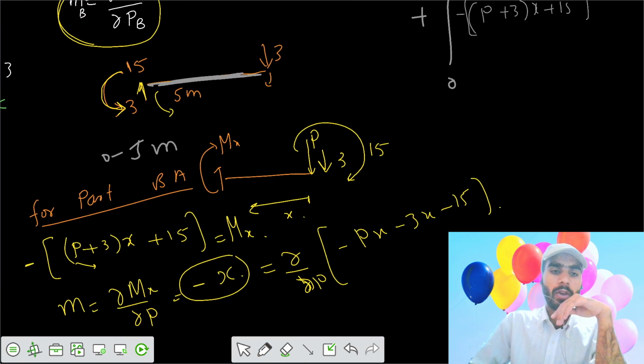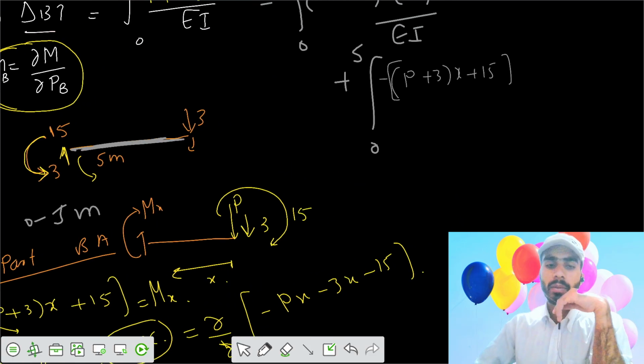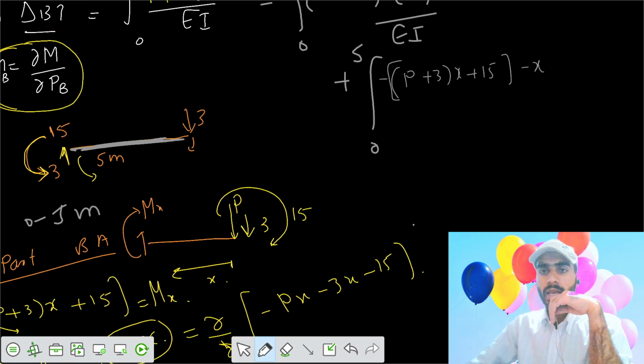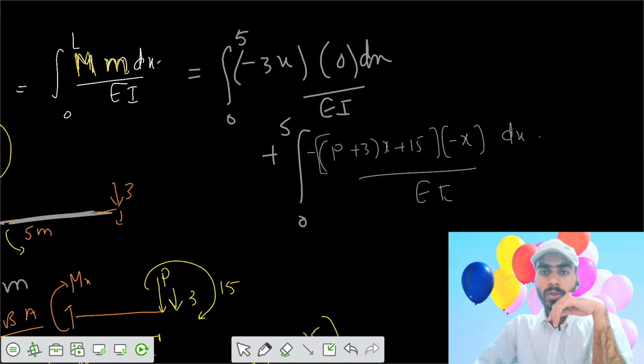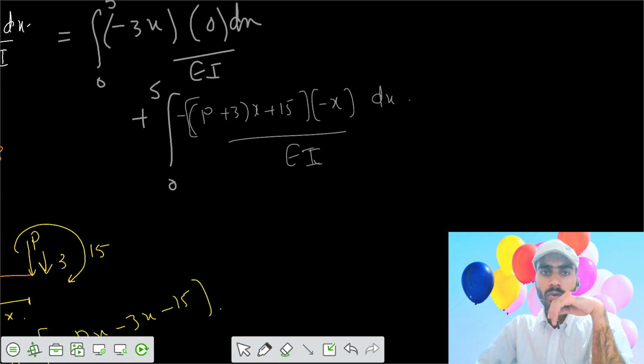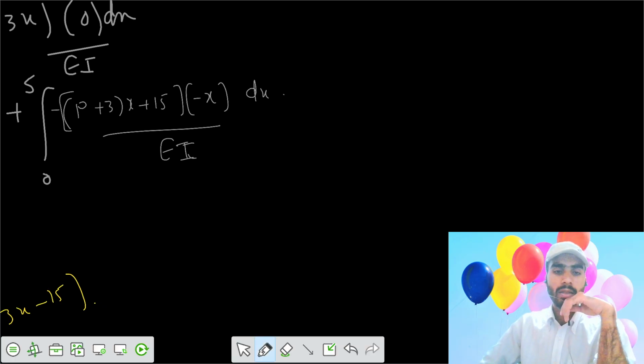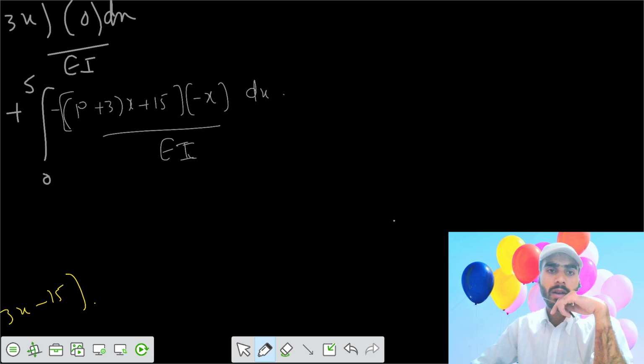The value of m we got as minus times x, so we write minus times x. You then do dx by EI. So first part gone. Now you integrate it. This part you have to integrate it. Then, since the value of p was not there, we apply a pseudo load of p. So finally we got the delta in terms of dou u by dou p.